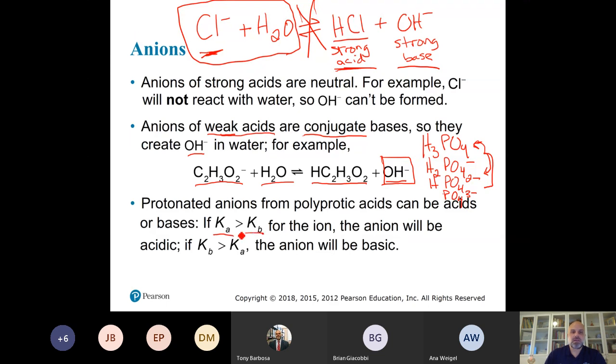If the Ka is greater than the Kb for the ion, then the anion is going to be acidic, right? Which makes sense. You have an equilibrium constant that is stronger for the acid, then you end up with an acidic solution. On the other hand, if the Kb is greater than the Ka, the equilibrium constant for the base is stronger, then the anion is going to be a basic solution.